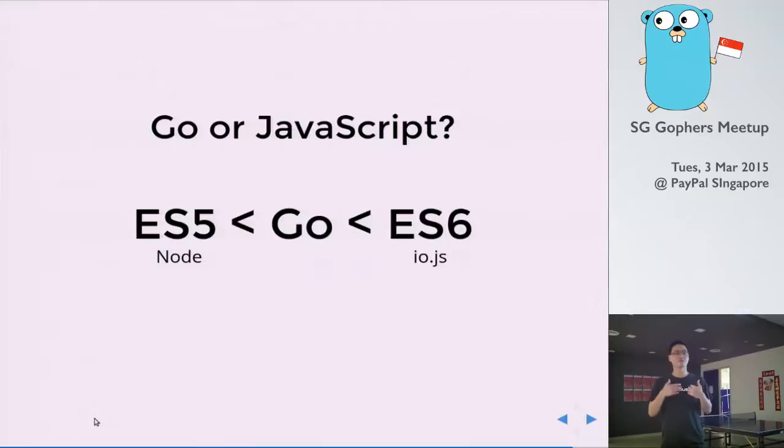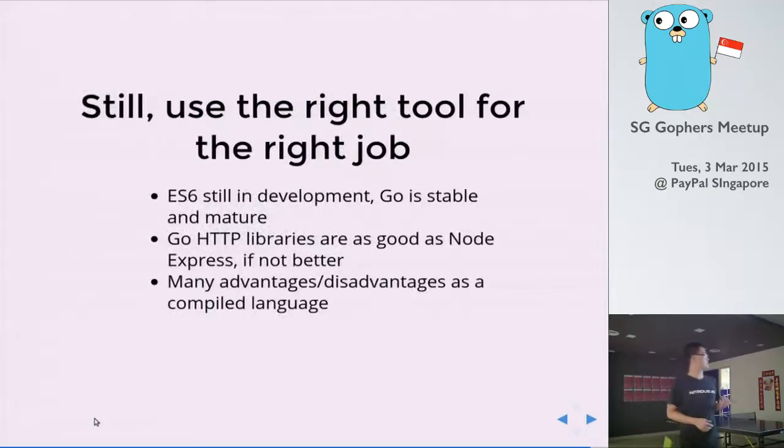But also I feel that for the next version of JavaScript, they give JavaScript so much more power that it can potentially allow your program to become so much simpler and also so much easier to use. So it's definitely something to check out. But of course right now ES6 is still under development and Go is stable and mature. So that's another thing to consider.